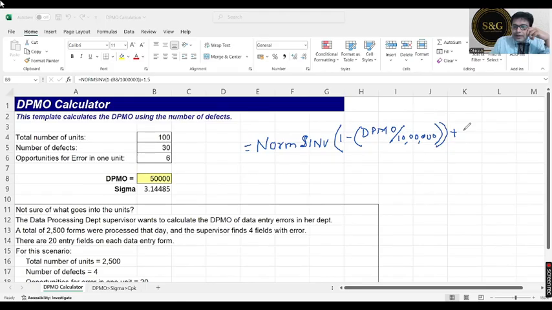And do I have to remember this? No, I don't have to remember this. 1 minus DPMO over 10 raised to 6 or 10 lakhs, bracket close, plus 1.5. This is the formula which can convert directly. It will give you a sigma value, the Z-score. Cool, isn't it? So you just have to put in the calculator, collect the data, collect the numbers, and you will find the DPMO, and you will find the sigma value as well.